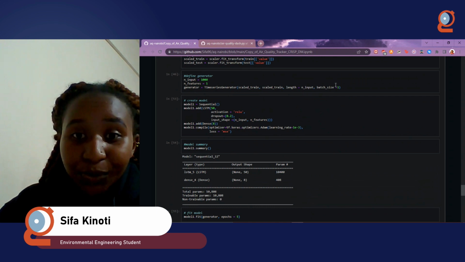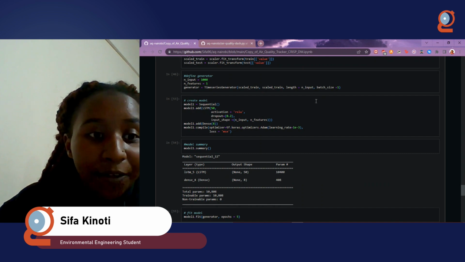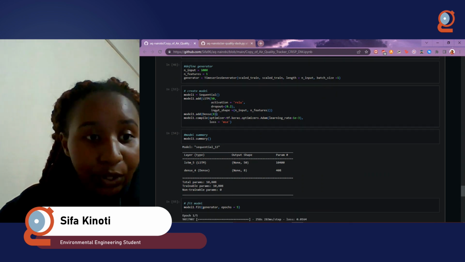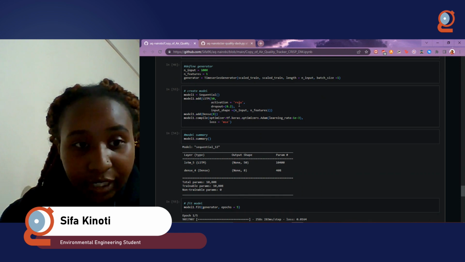Then you're also supposed to define the batch size. Afterwards, you go to create the model. It's a sequential model, LSTM, with 50 units. You have the ReLU activation.